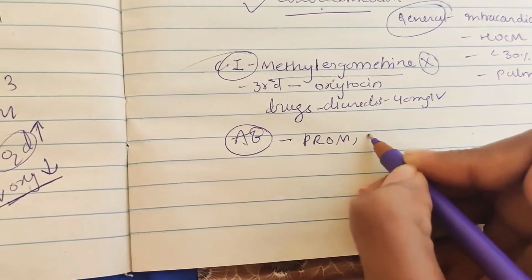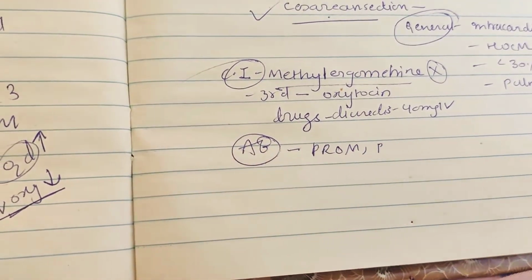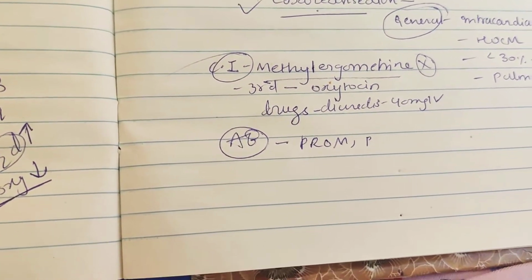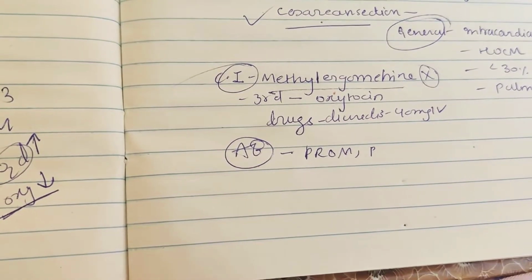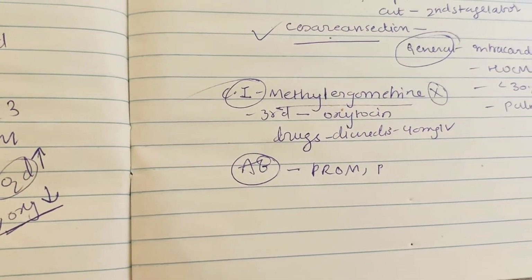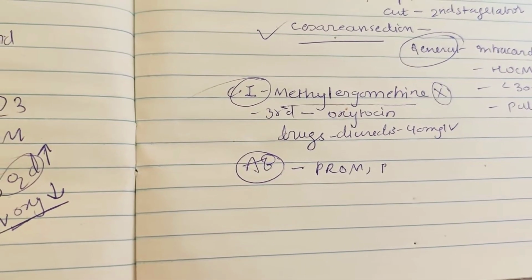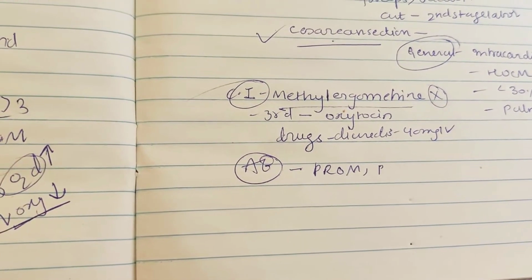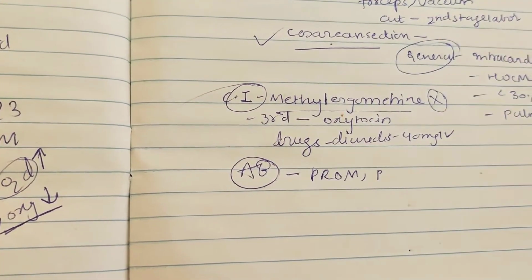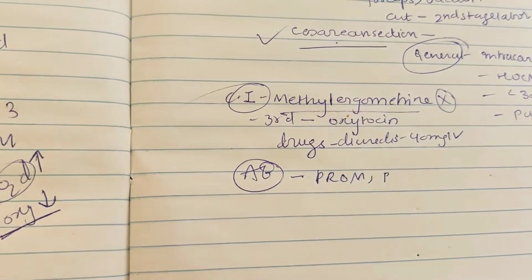PROM, that is premature rupture of membranes. Pelvic infections, in this case we need to give antibiotics. Okay, and cyanotic heart disease, valve replacement, in all these conditions give antibiotic prophylaxis. All heart disease patients undergoing vaginal delivery are not given antibiotics.